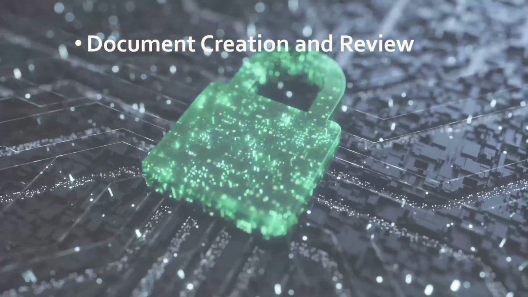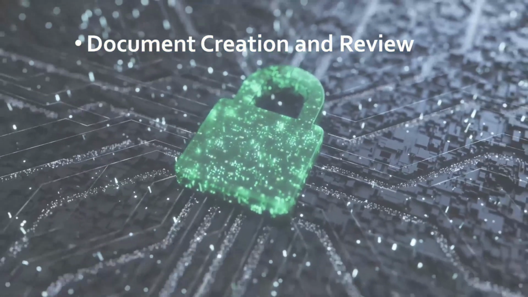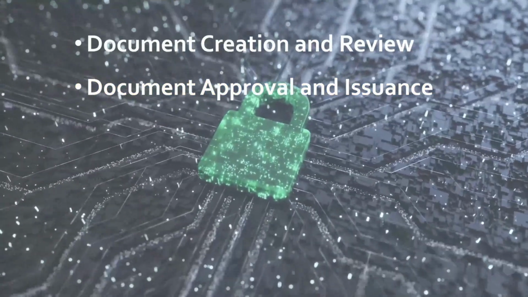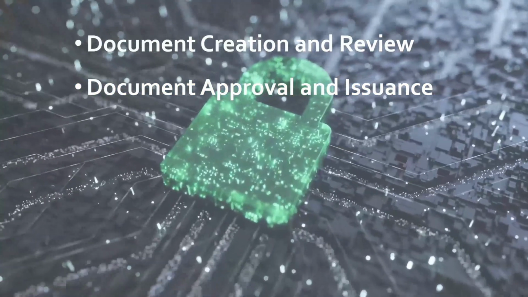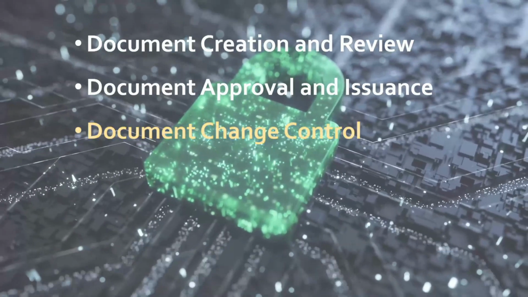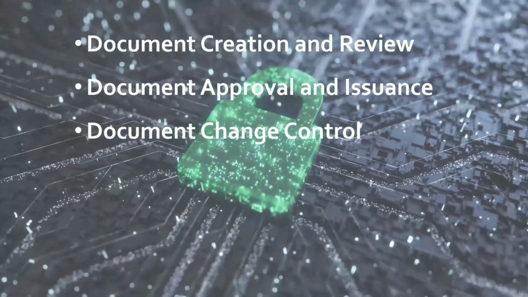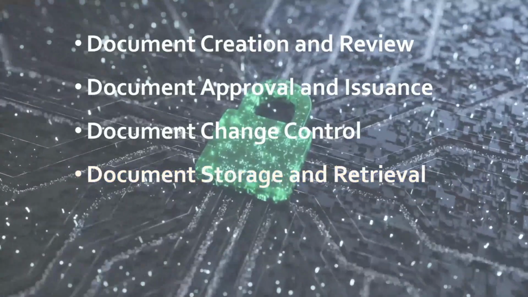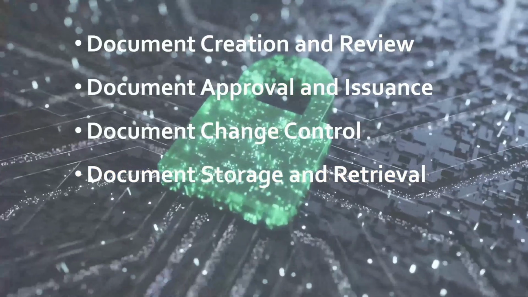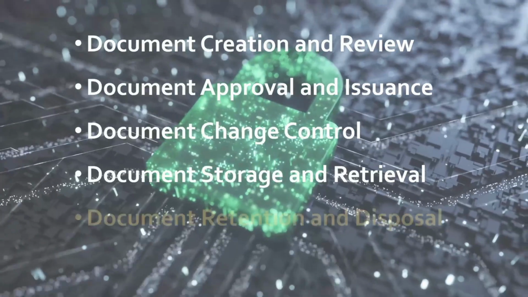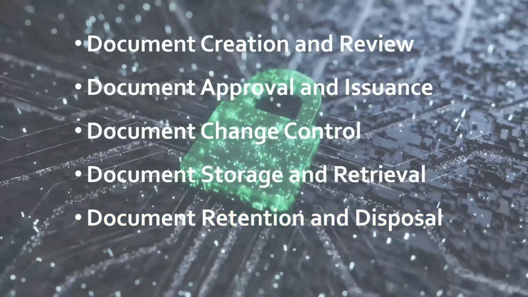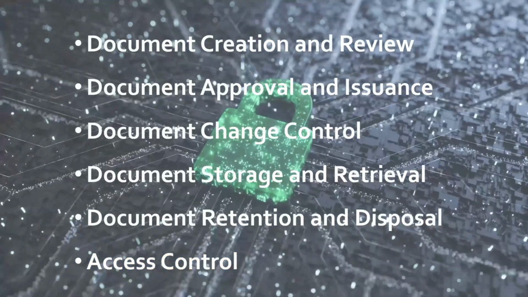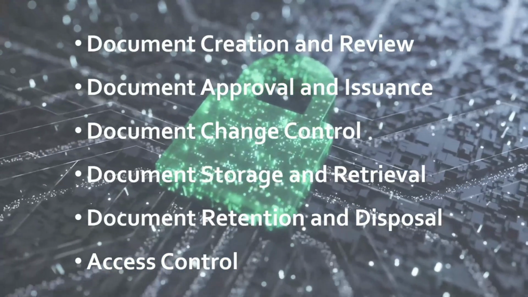Document creation and review ensures documents are accurate and meet standards. Document approval and issuance makes documents accessible to relevant personnel. Document change control tracks and approves modifications in a controlled way. Document storage and retrieval ensures easy access to stored documents. Document retention and disposal follows regulatory requirements. Access control ensures only authorized personnel can view or modify documents.